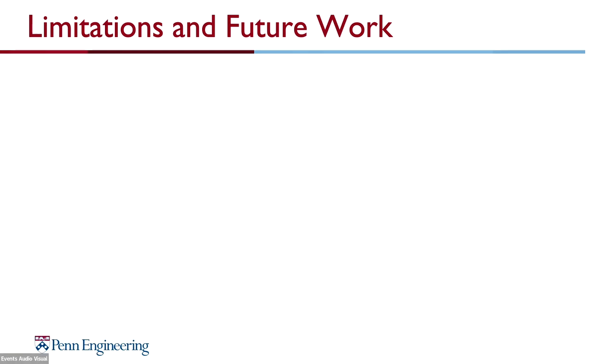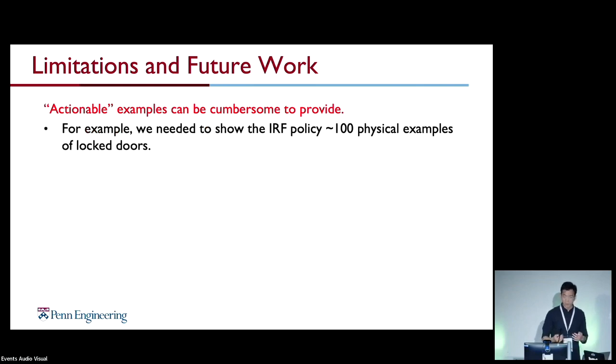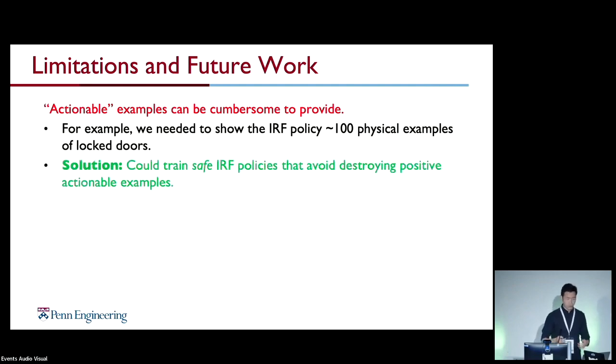So we are excited about the performance of our algorithm LIRF and plan to continue improving it. But one important current shortcoming is that the actionable examples can be cumbersome to provide. For example, we need to show the LIRF policy around 100 physical examples of locked doors in the door locking task in order for the LIRF policy to learn the actual verification behavior. One solution could be to train safe LIRF policies that avoid destroying positive actionable examples.